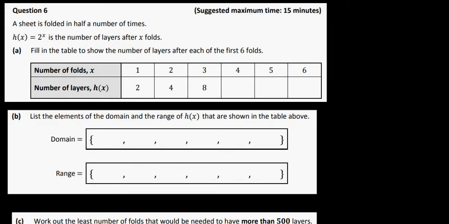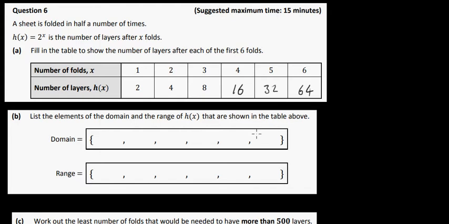So you can see here that the top row gives us the number of folds, the x's in other words, and the number of layers is given by this row here. So in other words, 2 to the power of 1 will give us 2. 2 to the power of 2 will give us 4. 2 to the power of 3 will give us 8. So 2 to the power of 4, you can do it on your calculator, but it's just 16. 2 to the power of 5 will give us 32, and 2 to the power of 6 will give us 64.